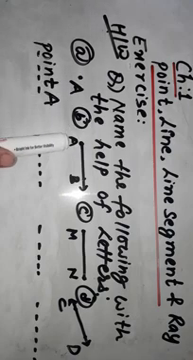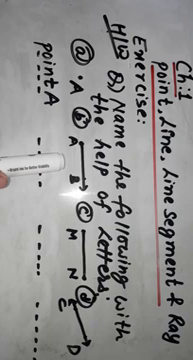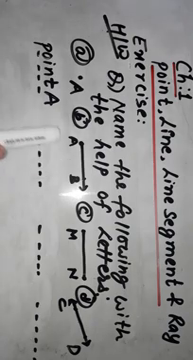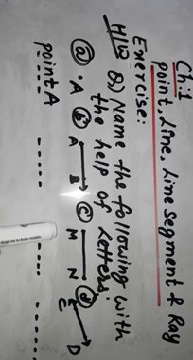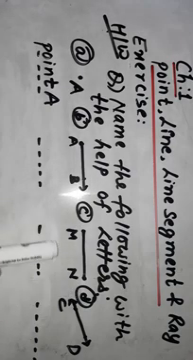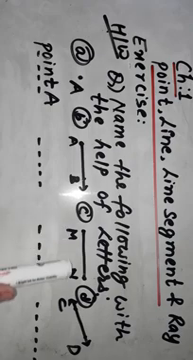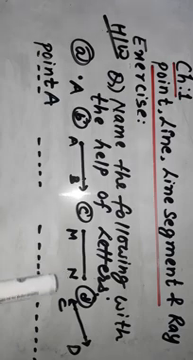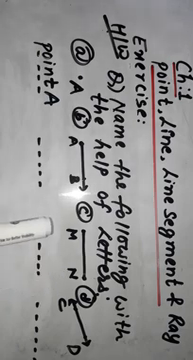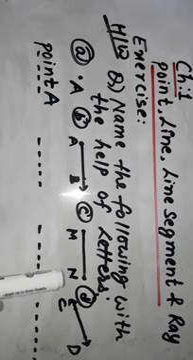Similarly, question number B, you have to write ray AB. Similarly, question number C. This is a line segment. Its name is M. Another is N. So therefore, you have to write line segment MN. Not only line segment. You have to write line segment MN.